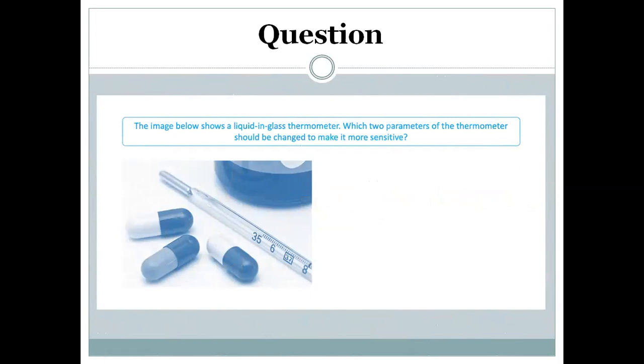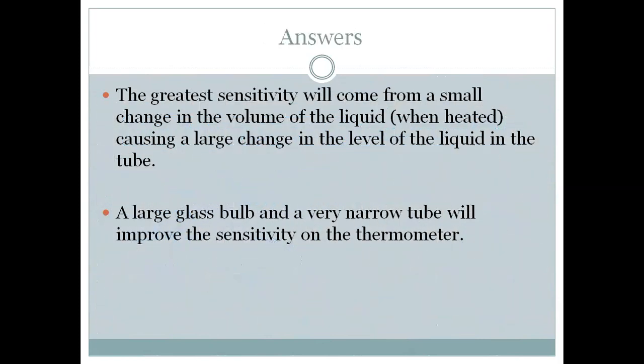Now, the image of this question below shows a liquid in a glass thermometer. Which two parameters of the thermometer should be changed to make it more sensitive? So what are the two permanent actions that we have to make to improve the sensitivity of this thermometer? The answer: the greatest sensitivity will come from a small change in the volume of the liquid, so a small bulb, when heated, causing a large change in the level of the liquid in the tube.